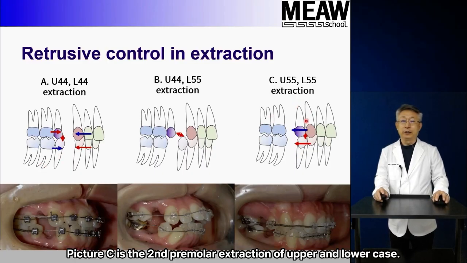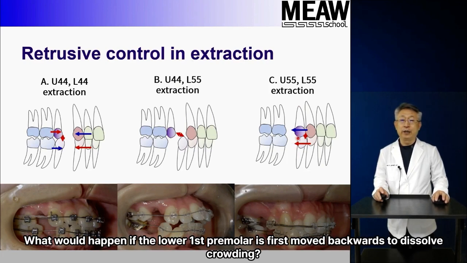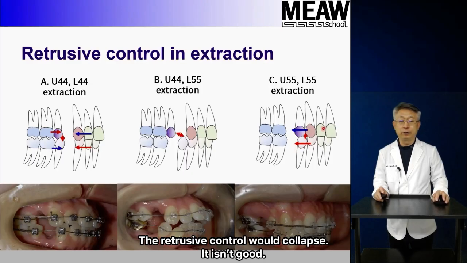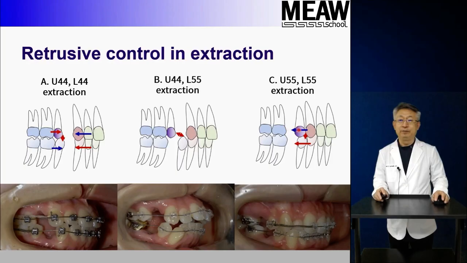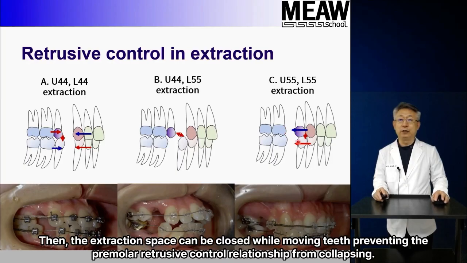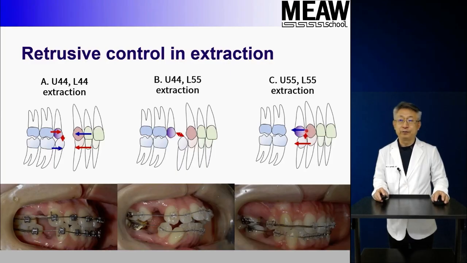Picture C is the second premolar extraction of upper and lower case. What would happen if the lower first premolar is first moved backwards to dissolve crowding? The retrusive control would collapse. It isn't good. So, the upper first premolar should be first moved backwards. Then, the extraction space can be closed while moving teeth, preventing the premolar retrusive control relationship from collapsing.